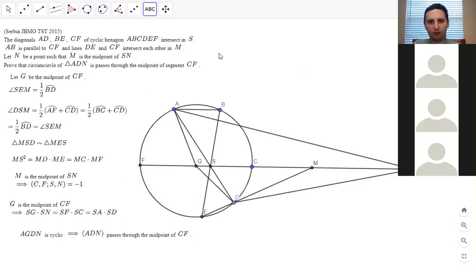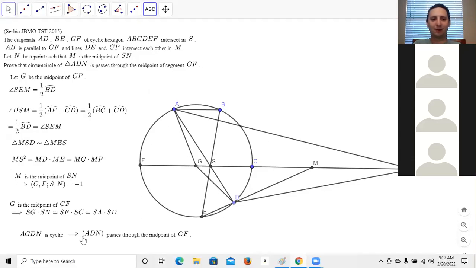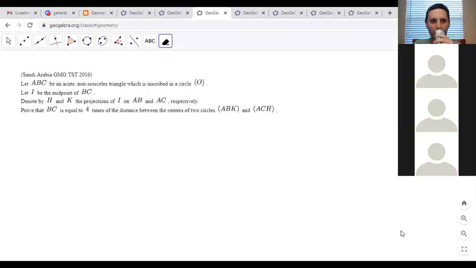Let me check the chat. Okay, so there's a solution that doesn't use projective geometry. So maybe if you guys find it, you can post it on Discord. But yeah, it looks like an interesting problem. So I'm going to move on to the next one.